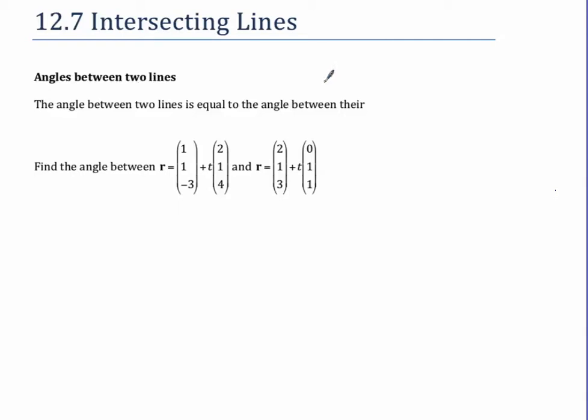Hello, this is Mr. Collier, and today we're looking at intersecting lines in vector form. Okay, first we want to look at the angle between two lines, and for the angle between two lines, we just need to look at the direction vectors.